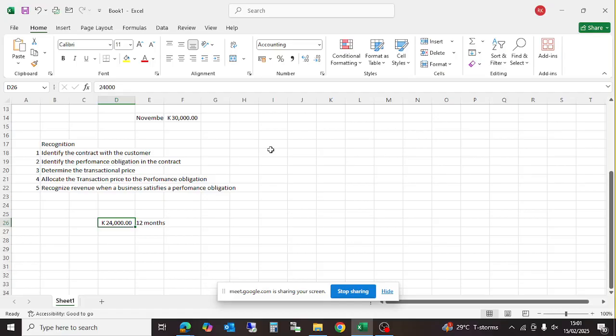So what we do is exactly that. We'll apportion the 24,000 kwacha amongst 12 months. So it will be 2,000 kwacha for each month, because we divide the 24,000 kwacha by 12.